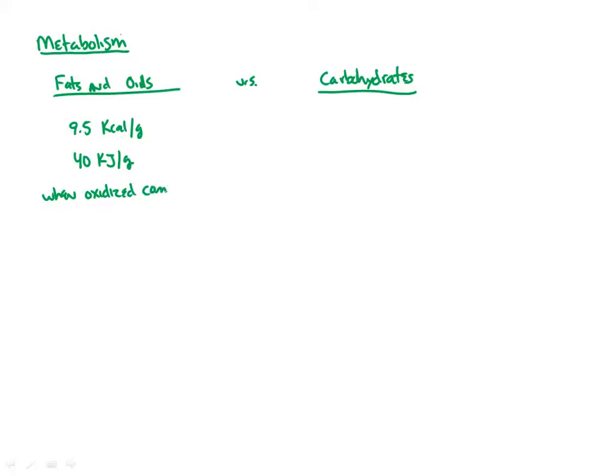And I should point out that we'll come back to these numbers and talk more in depth when we get to the bioenergetics chapter. This is sort of an intermediate level. We're just going to throw a couple facts at you. I'll actually go into it in more detail probably right now than we need to, just so that when we get to the bioenergetics chapter, you'll have seen it twice. Carbohydrates, on the other hand, have about 4.5 kcals per gram, or about 20 kilojoules per gram, when oxidized. And so fats and oils have about twice as much energy content.